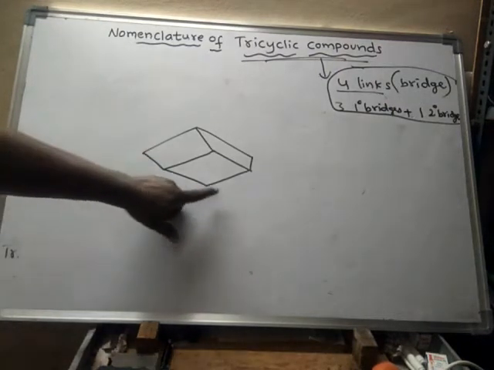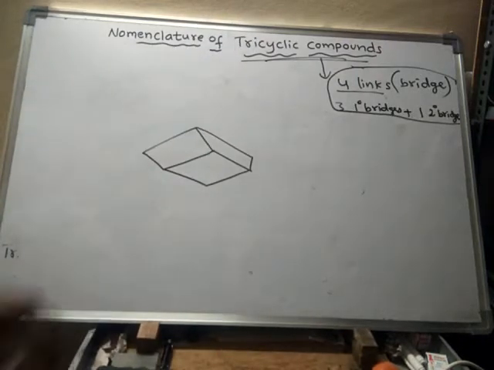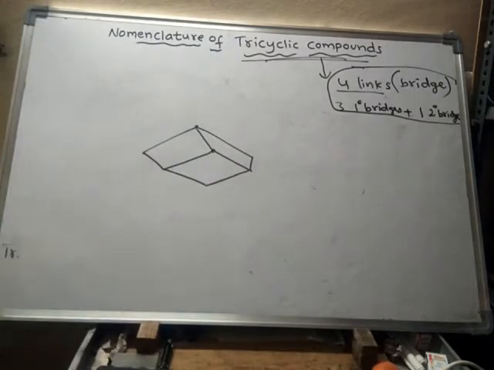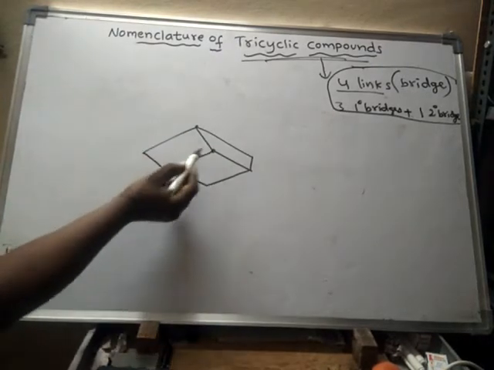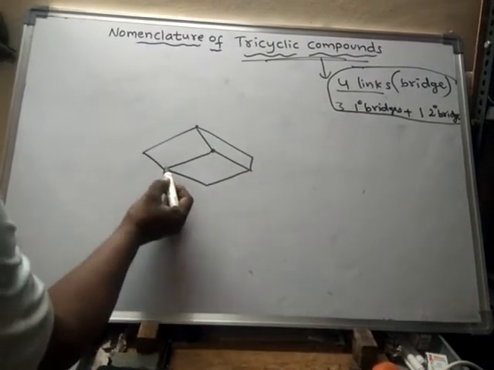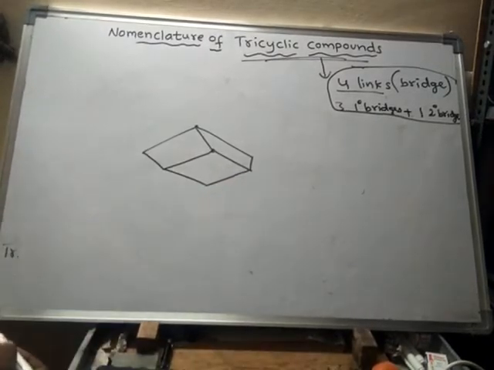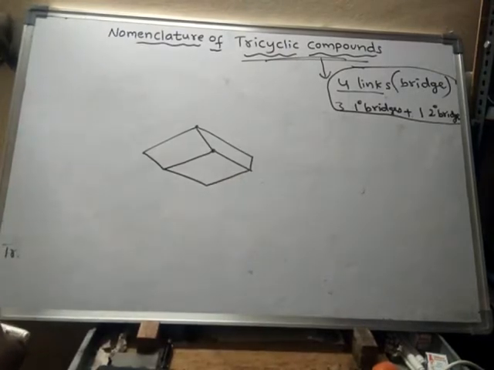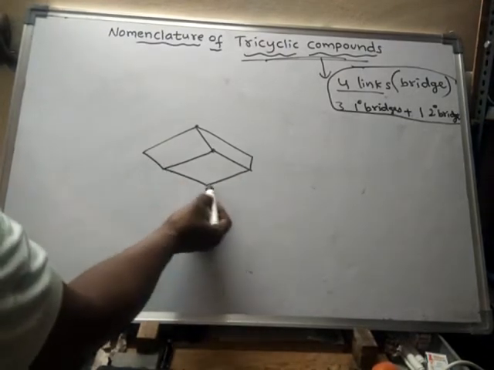So this is a tricyclic compound. These two are bridgehead carbons. So there are three links directly attached to the bridgehead carbons, and this link is not connected to the bridgehead carbons, and this is called a secondary bridge. So this is the fourth bridge.